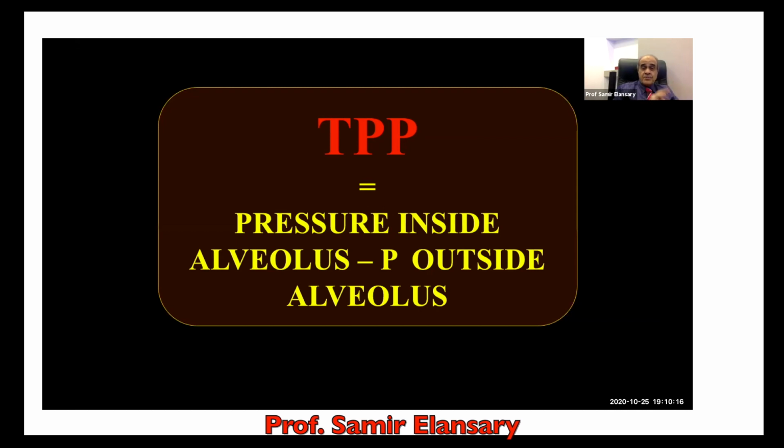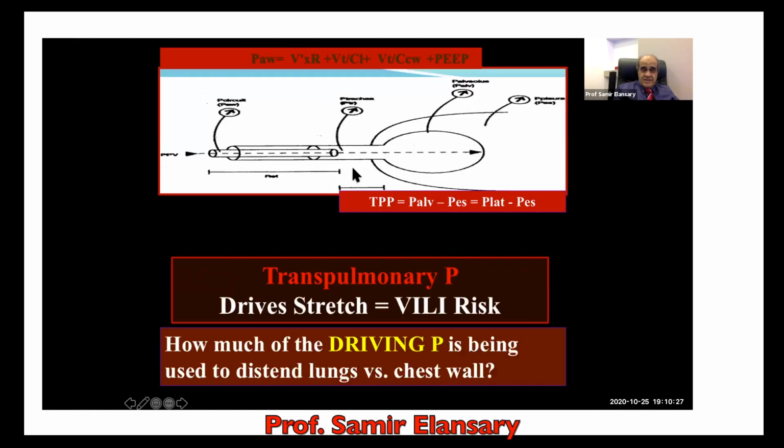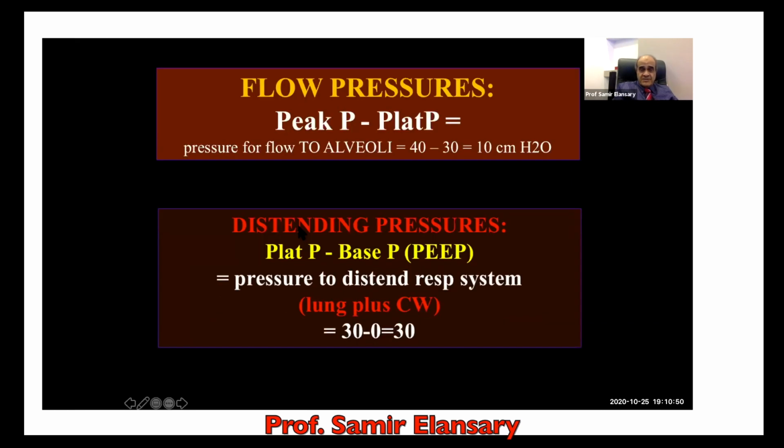And so the transpulmonary pressure, or the pressure inside the alveolus minus the pressure outside the alveolus, is important for me as an intensivist to measure and stress on. The transpulmonary pressure is the cause of ventilator-induced lung injury. If transpulmonary pressure or driving pressure increases, it will cause, of course, lung injury or trauma to the lung. Driving pressure is very important and is used to distend the lung versus chest wall, and so we have to measure it for evaluating a safe pressure for the ventilated patient.